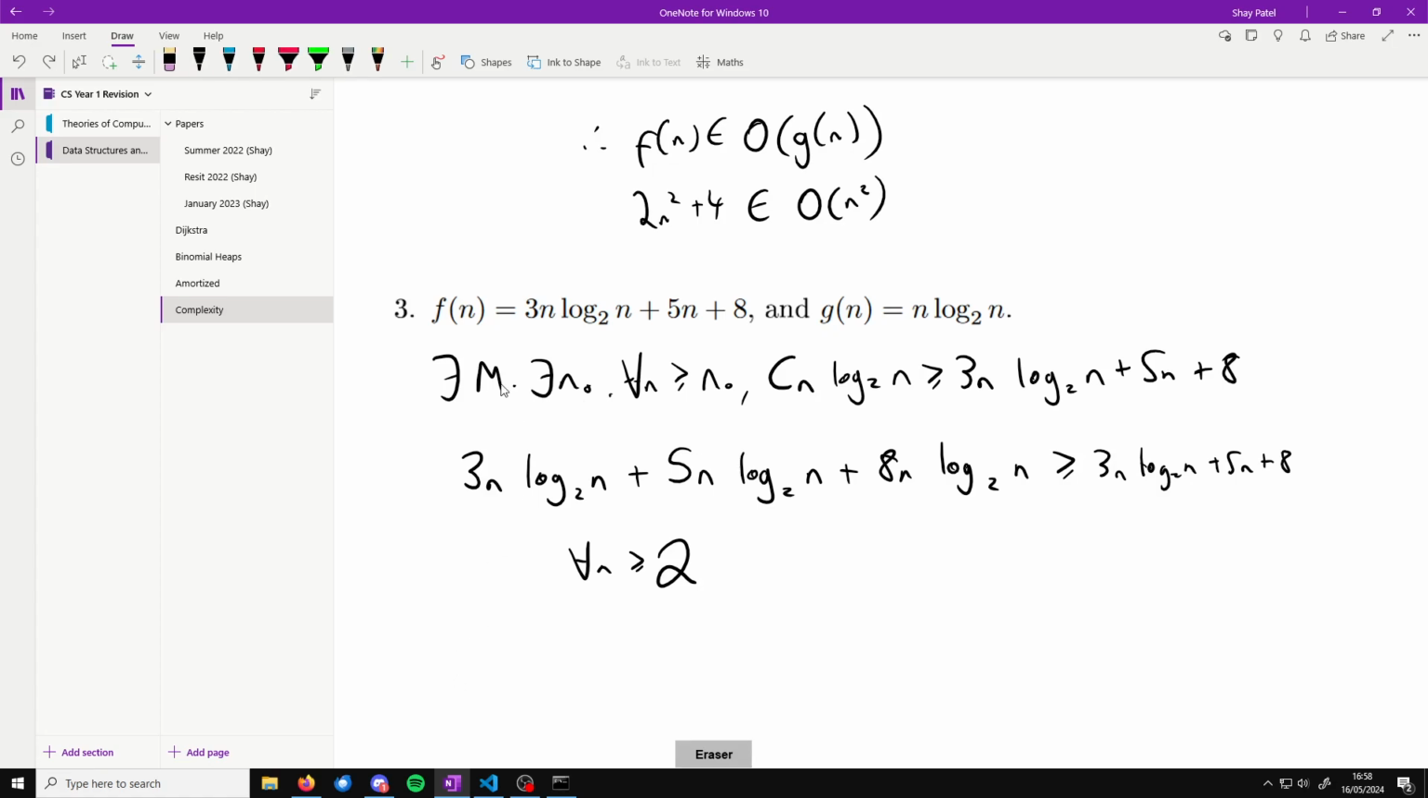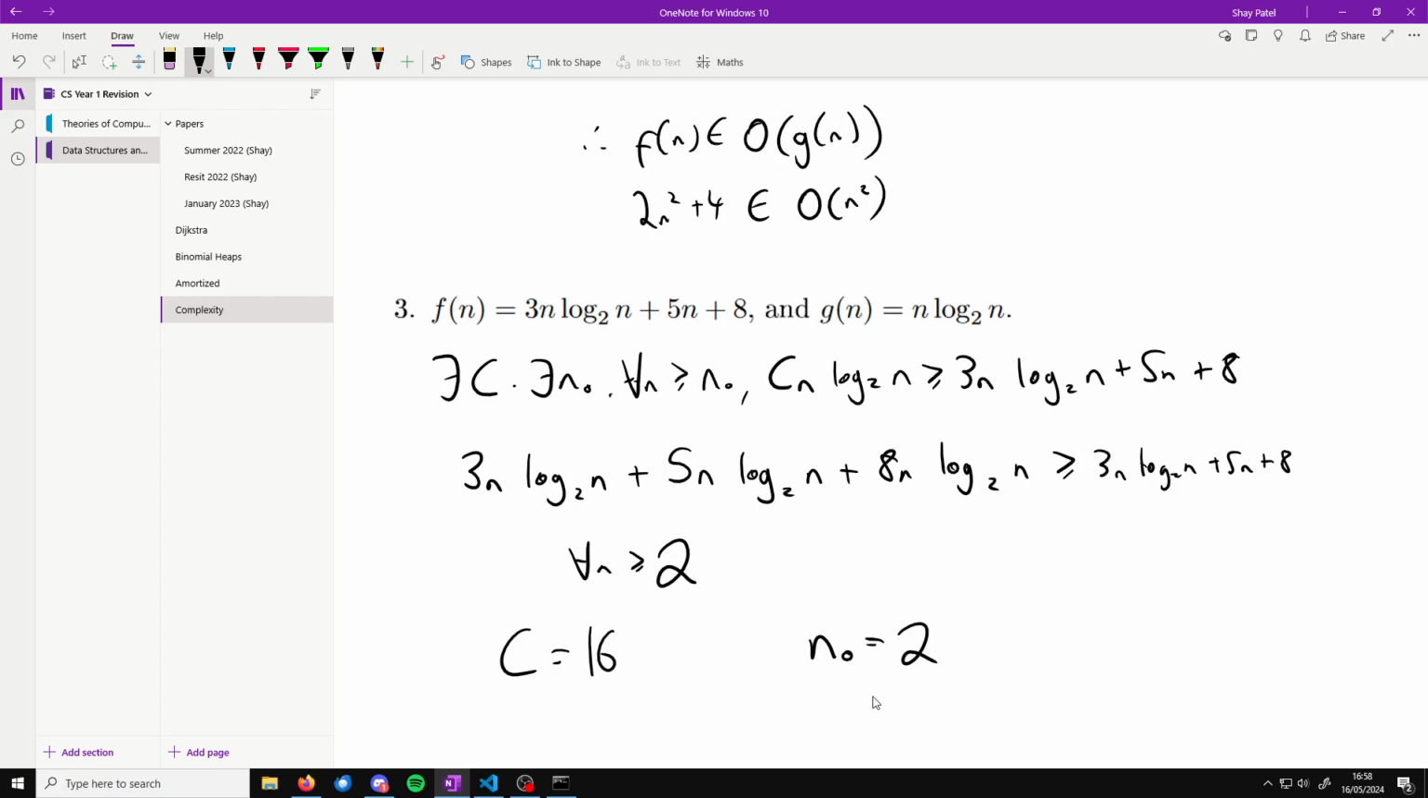So we found our c, this should be c actually, yeah. So we found our c value. Our c value is just if we collect these coefficients, which is 8 plus 5 plus 3, which is just 16. And our n0 value would be 2 in this case.